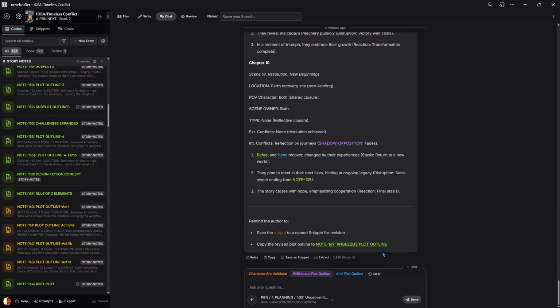But anyway, it is an idea that, if at some point you get frustrated or you're just in a hurry, you can use the RNGeezus plot outline to get you on your way. And this is definitely an opportunity for kit bashing because it is such a short plot outline. You can switch up the models and run it again and see which ones come up with the best ideas.